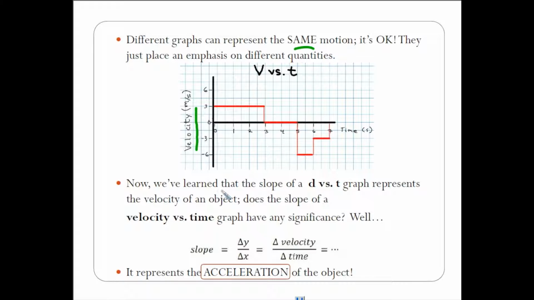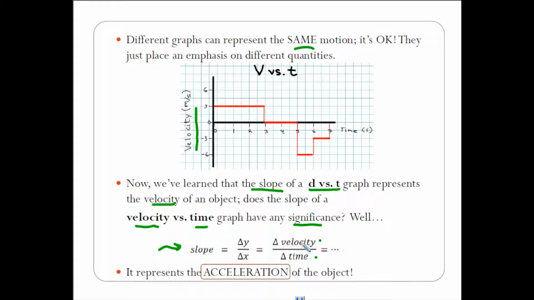Now, we've already learned that the slope of a displacement versus time graph, the slope of a d versus t graph, represents the velocity of an object. So, does the slope of a velocity versus time graph have any significance itself? Well, again, the slope of an object is equal to the change in the y value divided by the change in the x value. And for a velocity versus time graph, that is the change in our y value, velocity, divided by the change in our x value, which is time.